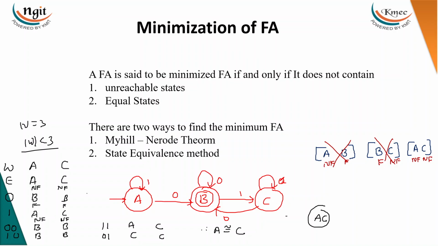A and C are equal and B is not equivalent to any other state. On 0, A goes to B; on 1, A goes to A. B on 0 goes to B, on 1 goes to C. C is already there. This is the minimized finite automata. This is how we do it with the equal states. The same thing applies to the state equivalence method.